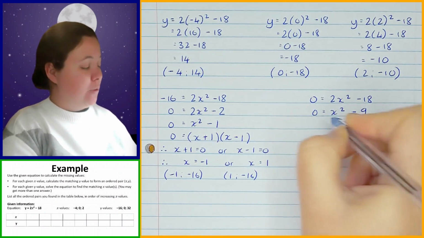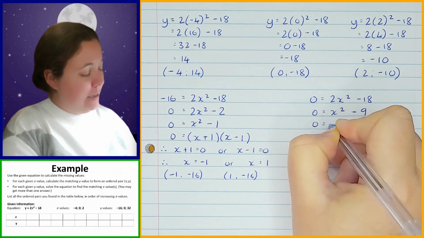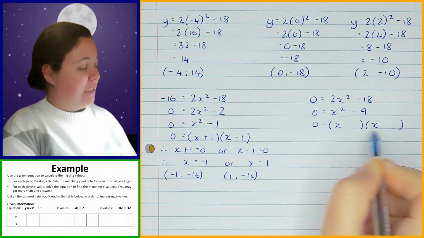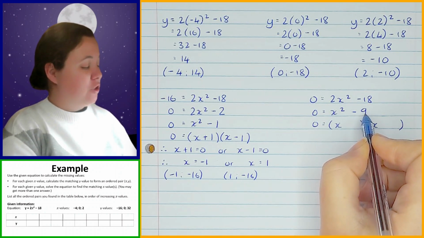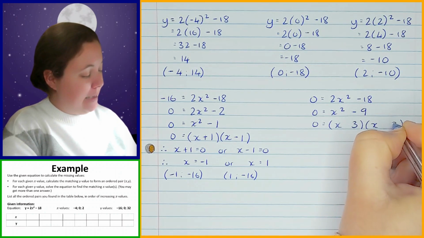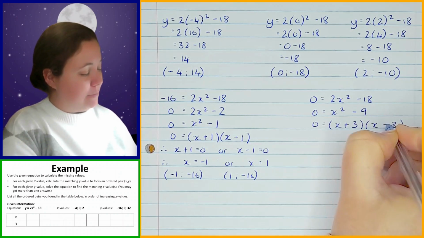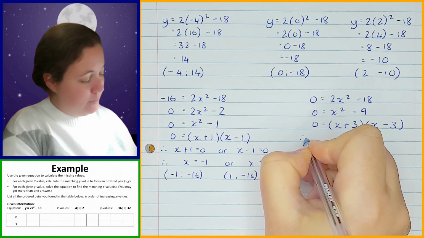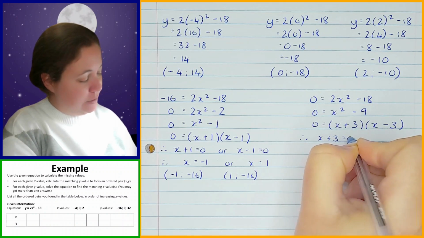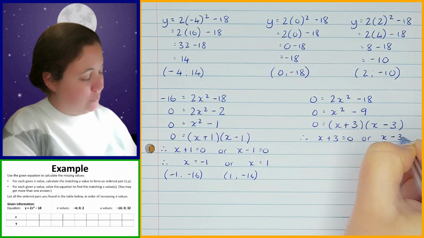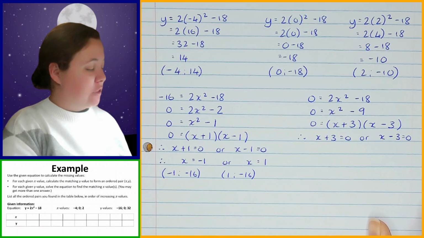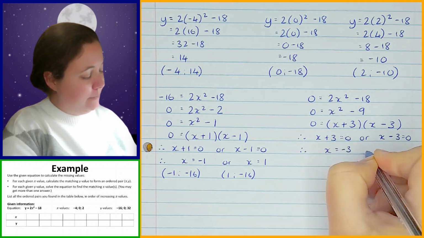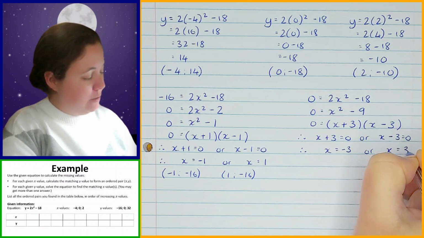Now I've got a difference of two squares again. So that's going to be two brackets, x and x are the first terms in each bracket, and then the second term is going to be the square root of 9, so that's 3 and 3. One bracket gets a plus and the other one gets a minus. Now I can make each of those factors equal to 0. So therefore, x + 3 = 0, or x - 3 = 0. And now I can solve for x in each of those little equations. So therefore, x = -3, or x = +3.